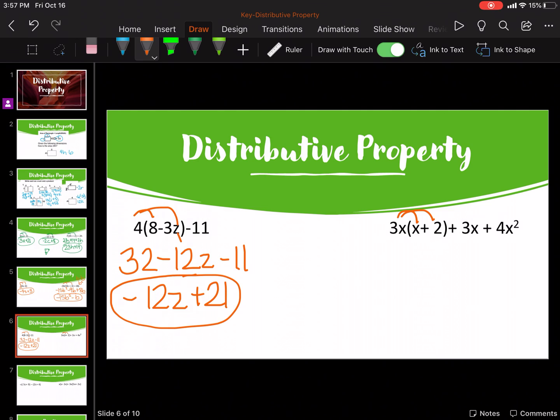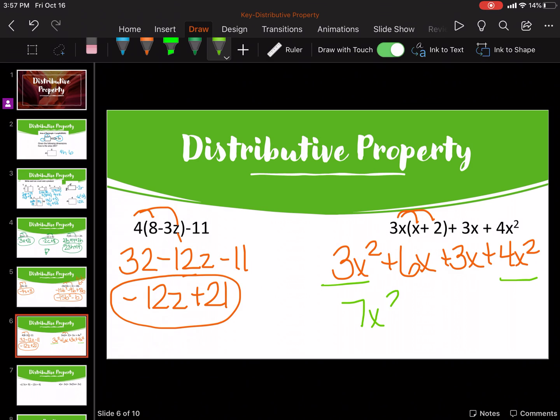So 3x times x is going to be 3x squared. 3x times 2 is going to be plus 6x. And then we're going to bring everything else down that didn't get distributed. And now we're going to combine like terms. So 3x squared and 4x squared is going to be 7x squared, plus 3x and 6x is going to be 9x. And those can't be combined.